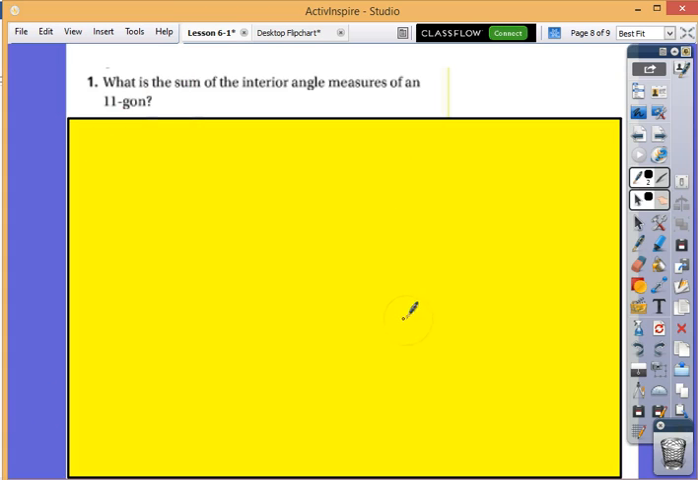All right, so hopefully you knew to use the formula n minus 2 times 180. In this case, what we would do is take 11 minus 2 times 180, and that's what's going to give me the sum of the interior angle measures of the 11-gon. That's the IS. Okay? Next question.